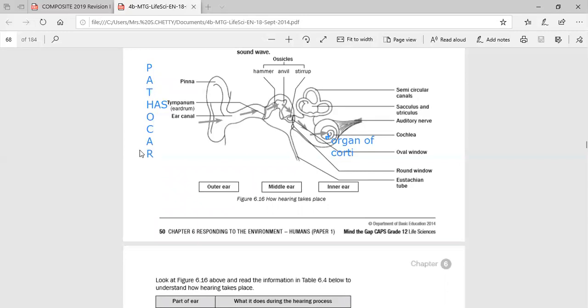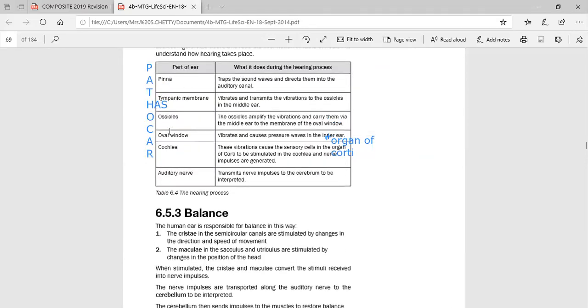So Pat has O-car: P for pinna, A for auditory canal, T for tympanic membrane, hammer, anvil, stirrup, oval window starts to vibrate, and then the organ of Corti in the cochlea becomes stimulated. Impulses are carried by the auditory nerve to the cerebrum and interpreted. And finally, extra pressure waves in the inner ear are absorbed by the round window. Here it is here.